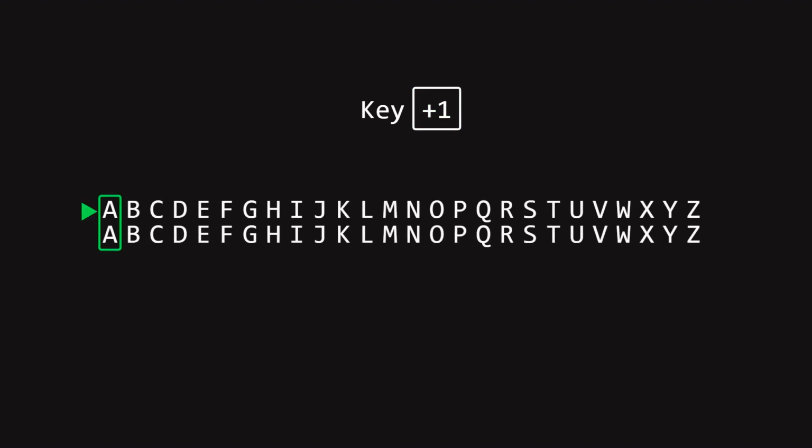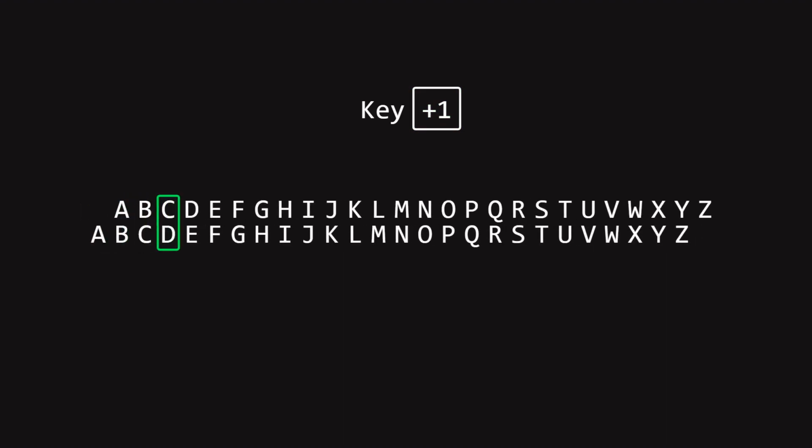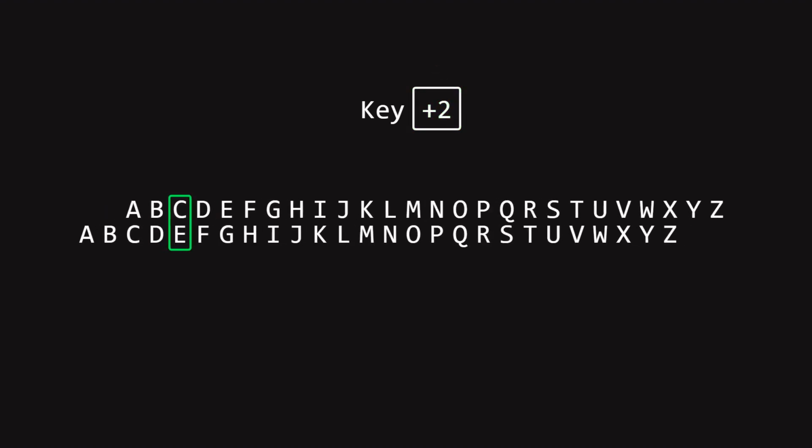Now, watch as I increase the key value. With each increment, our top alphabet slides one position to the right. Notice how the letter C in our top row now aligns with the letter D below it. If we set the key as number 2, we shift the alphabet one more position. Then the letter C will be E. Let's increase the key up to 4.